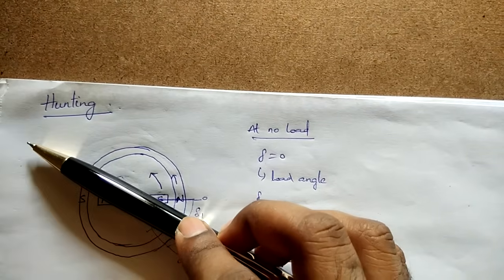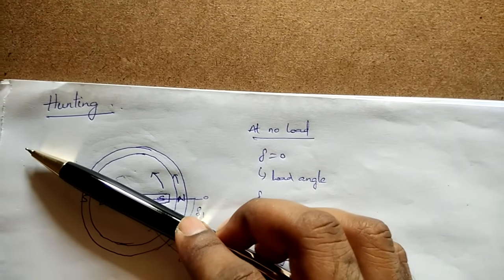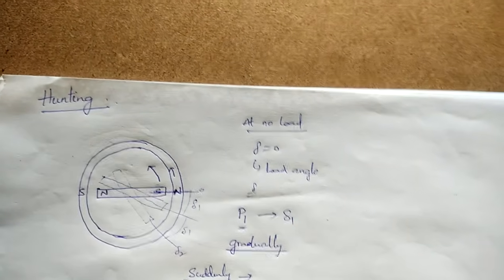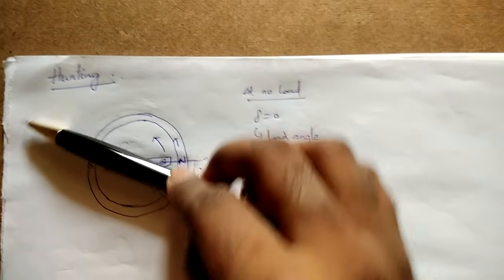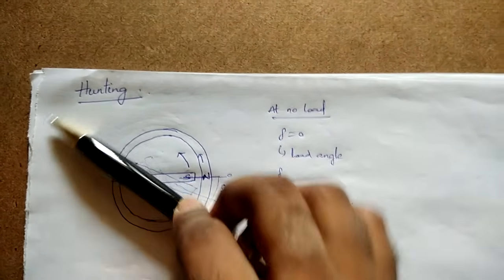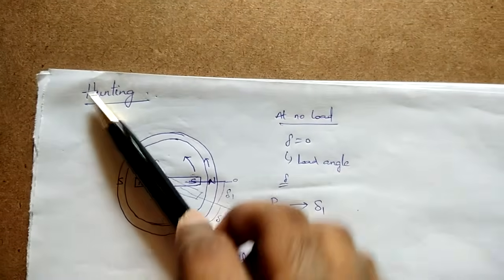Actually it has to become stable at this position, delta 1. But it will not be stable at this position because you put the load suddenly, so it will oscillate like this. The condition is that there is no damping.